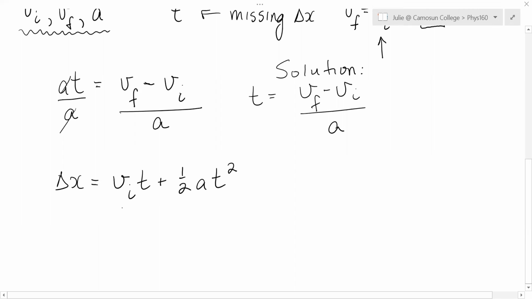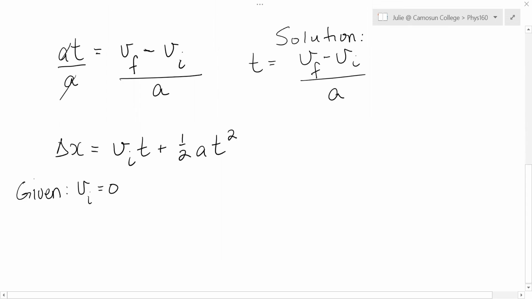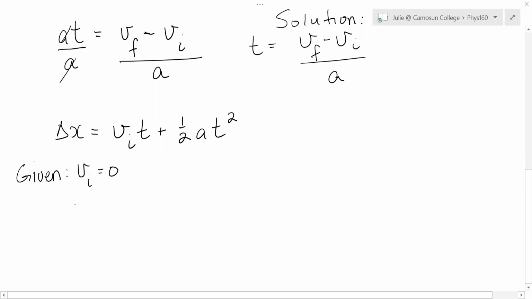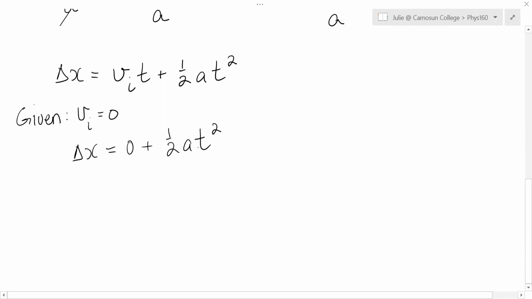So you will get a problem though that this will be the equation of interest, but you will also be given that VI equals 0. Now, if you're given VI equals 0, this is one case where I'd suggest you sub that in right away. If VI is 0, that equation completely changes and becomes 0 plus 1/2 AT squared. Now you can solve for T without having to use the quadratic equation.